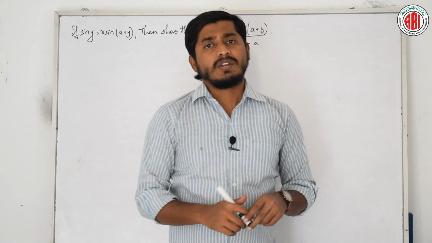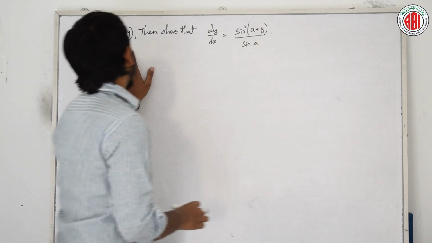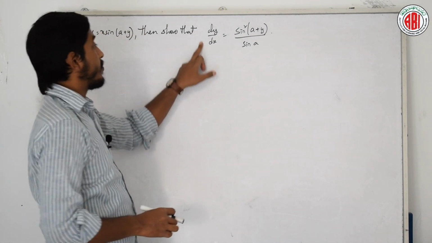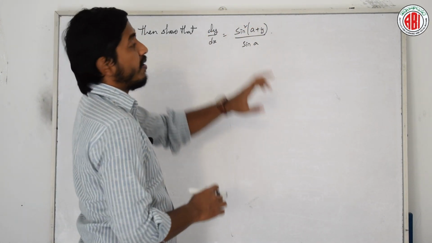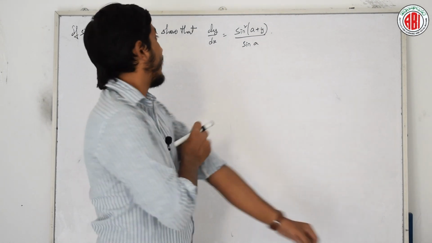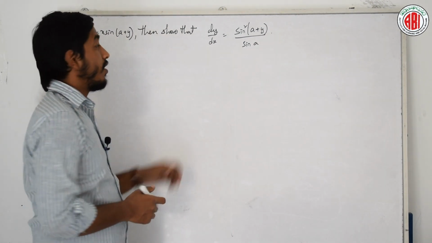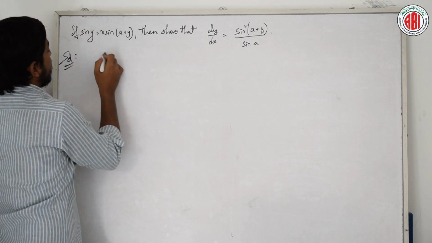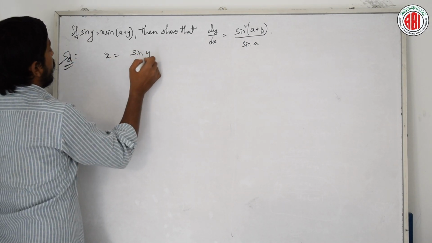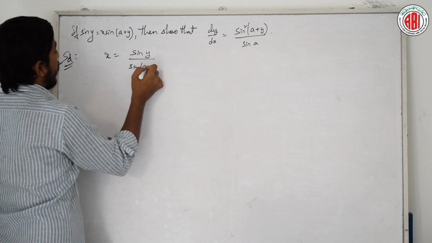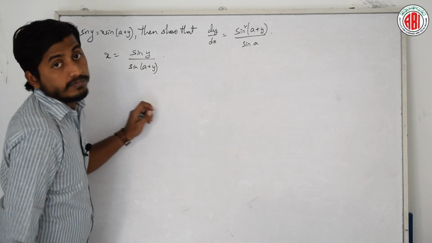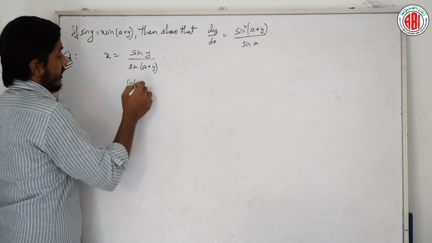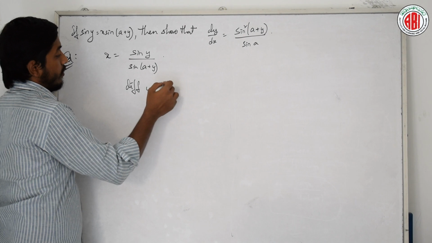Let's do. Look at this question. He is telling sin y is equal to x sin of (a plus y). Then he is asking us to prove dy by dx equals sin square (a plus y) by sin a. We can directly differentiate it, we will get the answer. Or else, let us make from this x equal to sin y by sin (a plus y). Is it fine? Just differentiate it with respect to x.